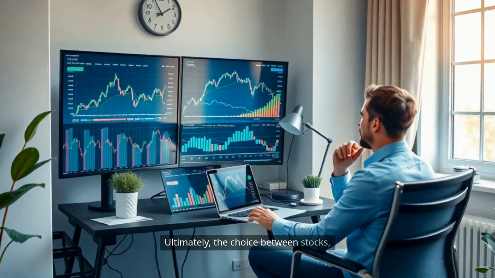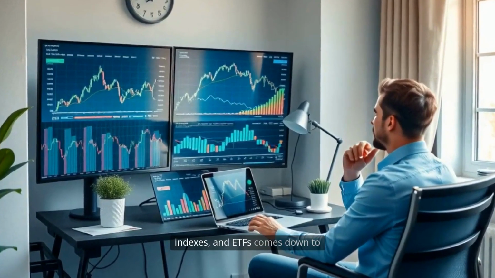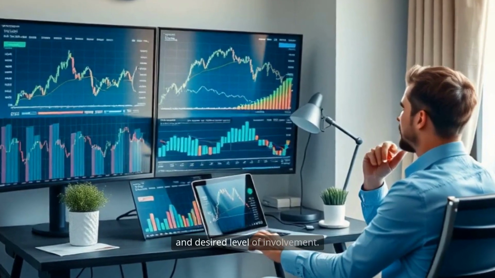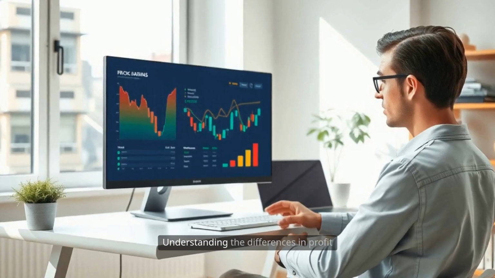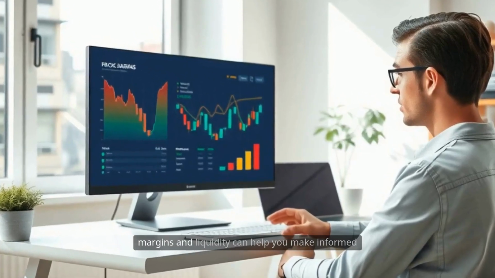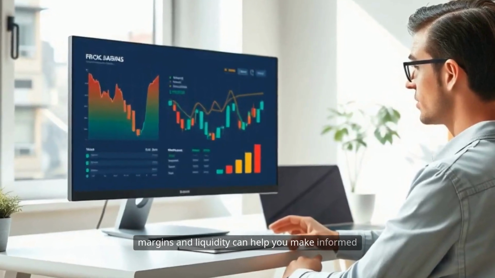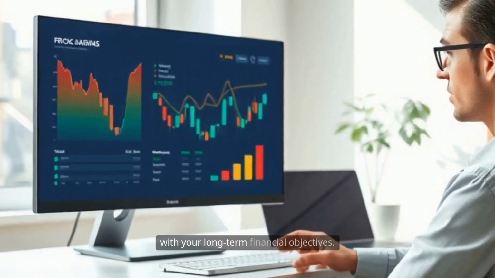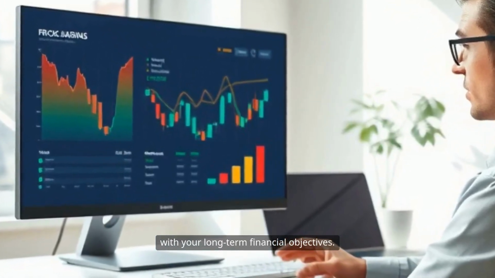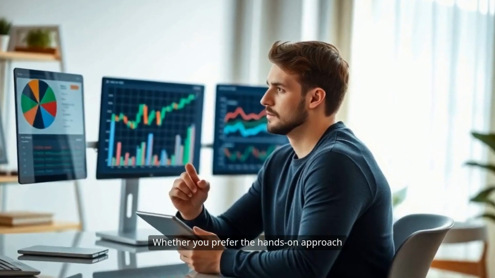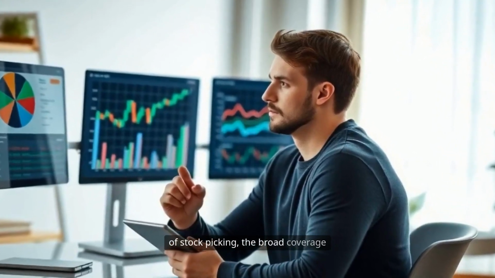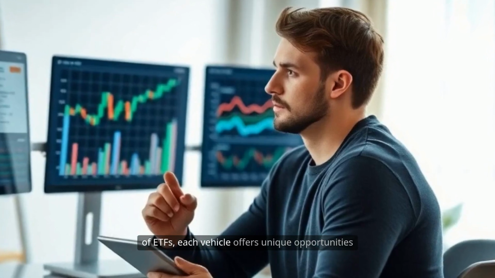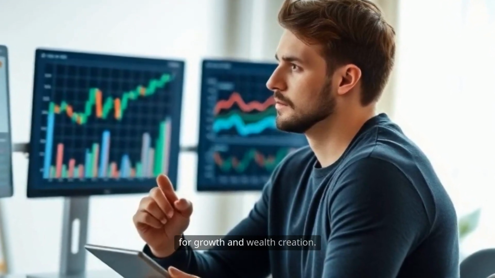Ultimately, the choice between stocks, indexes, and ETFs comes down to your investment goals, risk tolerance, and desired level of involvement. Understanding the differences in profit margins and liquidity can help you make informed decisions, ensuring your portfolio aligns with your long-term financial objectives. Whether you prefer the hands-on approach of stock picking, the broad coverage of index investing, or the versatility of ETFs, each vehicle offers unique opportunities for growth and wealth creation.